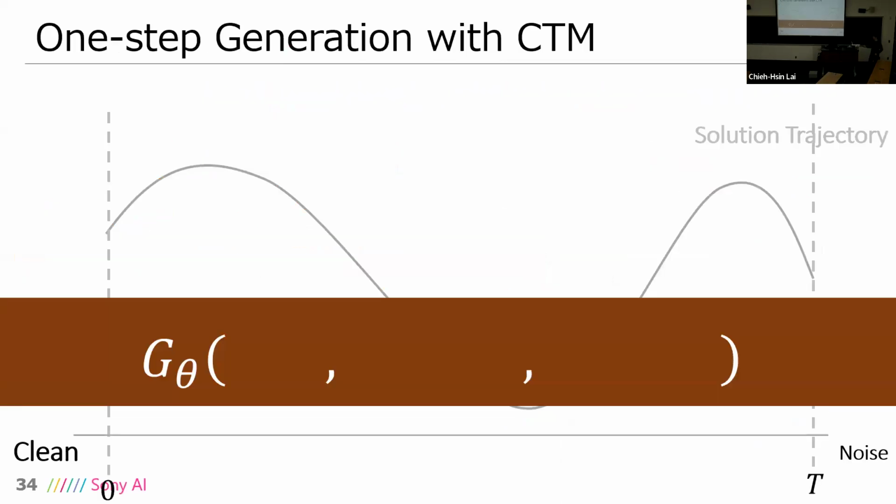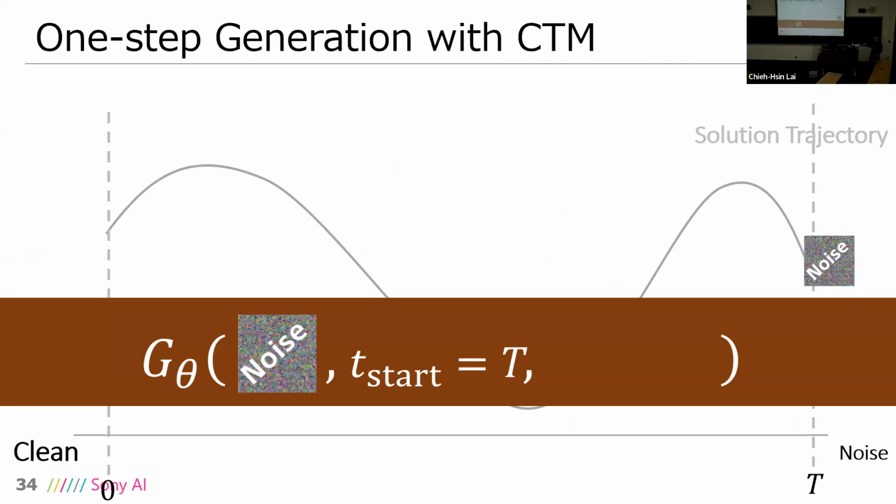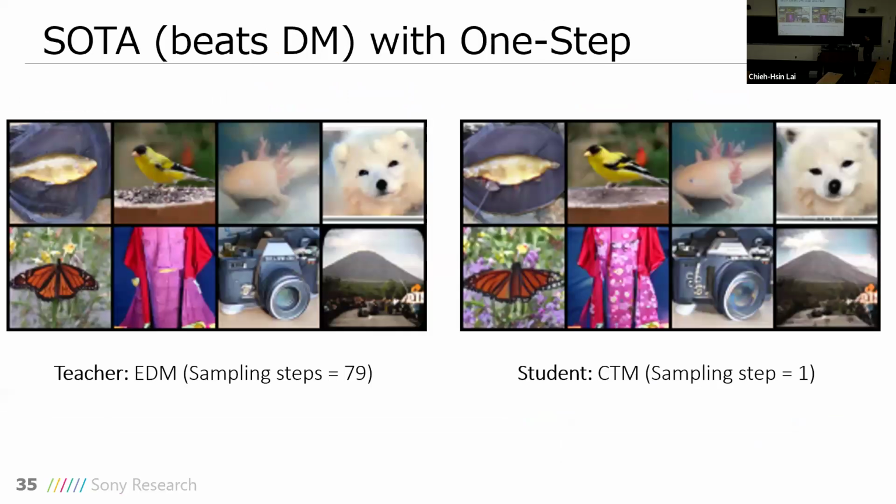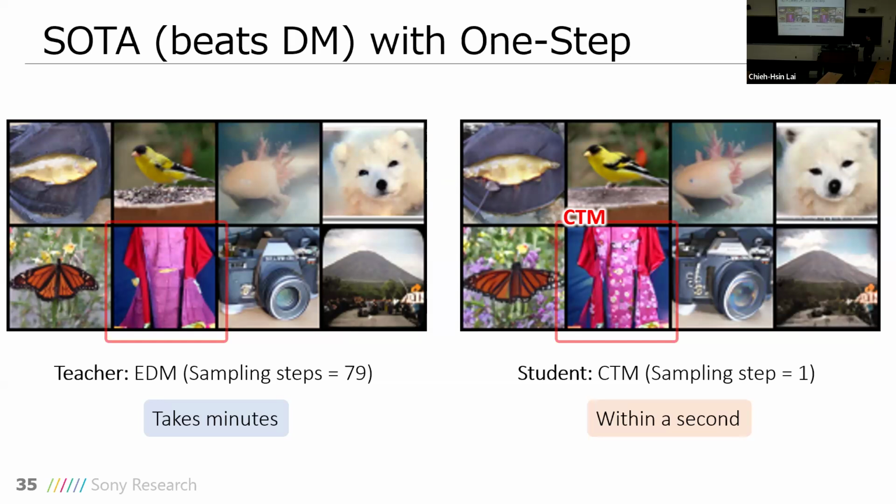Let me put it into details. For one-step generation, all you need to do is randomly initialize some noise and plug it into the initial time t. And then the end time is 0. Then you can produce a generated image with one step. If we compare to the teacher model, you perhaps need to take a minute to generate this by calling the solvers with 79 steps, for example. But with our model, you just need within a second to generate quite great data. So that is actually a huge improvement in terms of the sampling time.